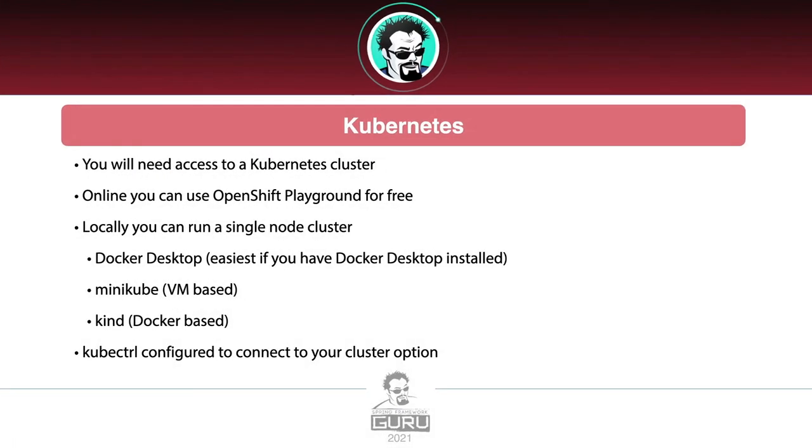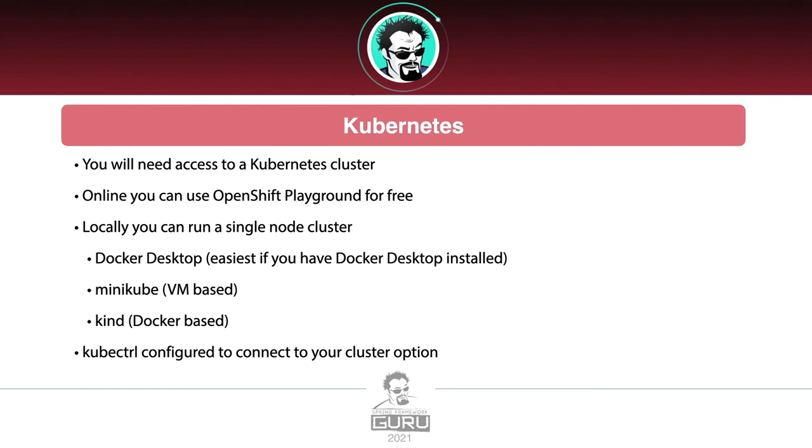Kubernetes. As we get into the Kubernetes content, you are going to need access to a Kubernetes cluster. Now, online, you can use the OpenShift Playground. Just Google OpenShift Playground. It'll take you right to it. You can get a free hour within a Kubernetes cluster to do what you would like.